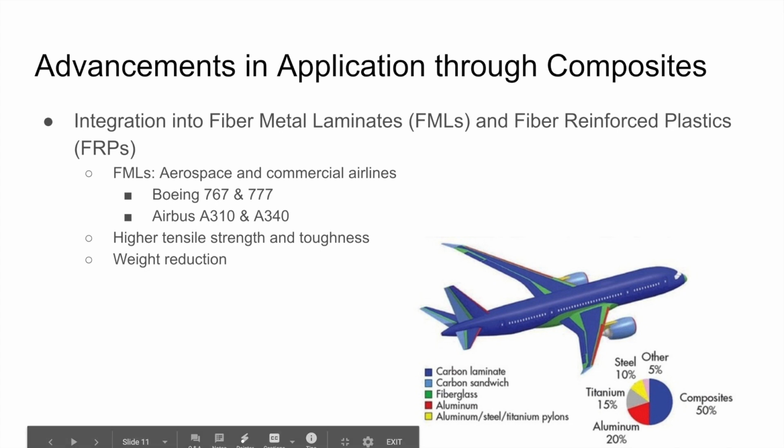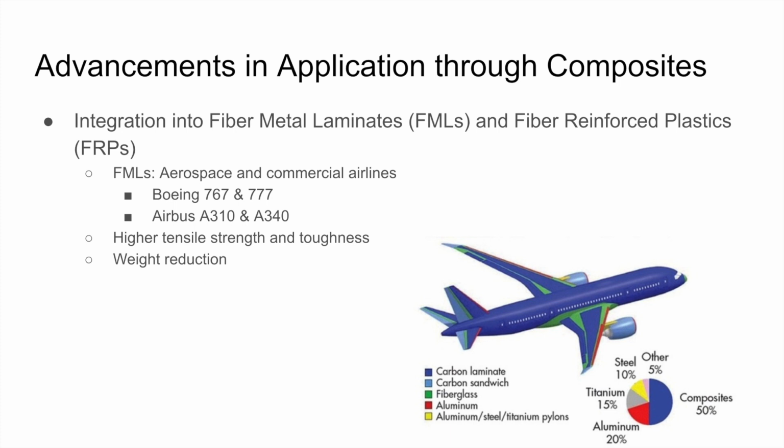Advancements in the application of Kevlar have been specifically pertained to composite materials, two examples of which are fiber metal laminates and fiber reinforced plastics. The non-Kevlar component of the FMLs and the FRPs often varies. It can be a variety of different plastics or metals, and Kevlar itself isn't always used in these composites, but it is commonly used in these composites for aerospace and commercial airline applications.